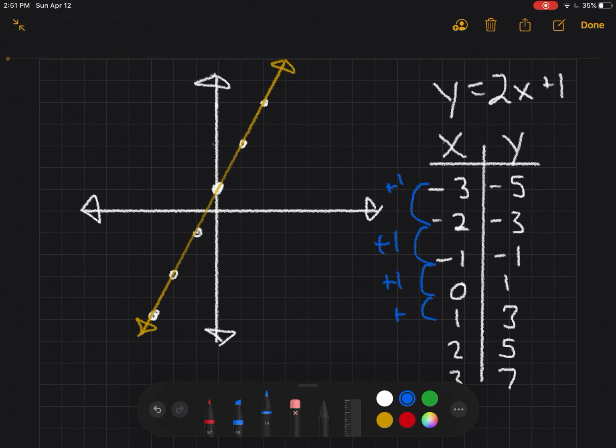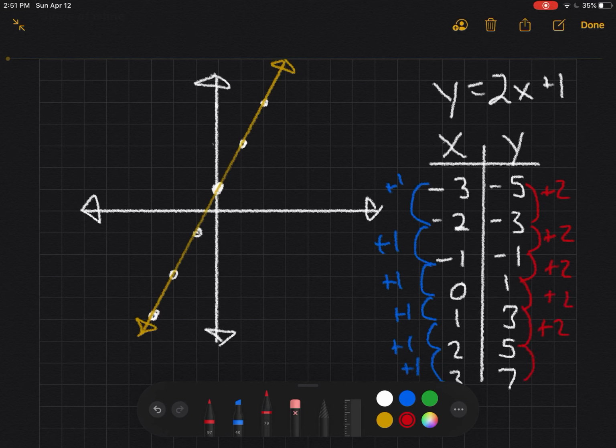So when I go from -3 to -2, I'm adding 1. And from -2 to -1, I'm adding 1. I'm adding 1 in each of those points. And those are my inputs. I just chose them. So every time I added 1 in the x direction, something happened in the y direction.